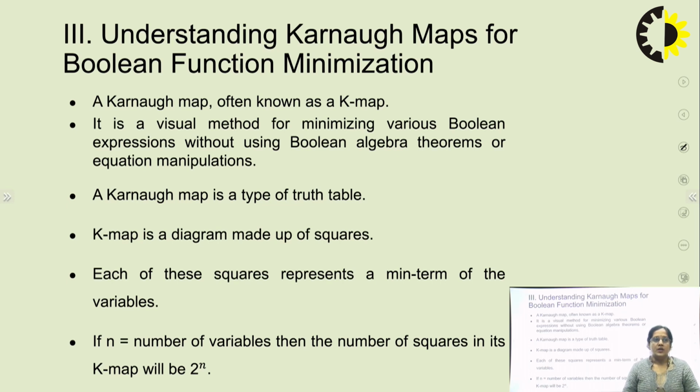K-map is a type of truth table, and it is a diagram made up of squares, or we can call them cells. Each of these squares represents a min term or max term. So if there are n variables, then in a K-map we have 2 raised to power n squares. Suppose we have 2 variables, then we have 4 cells or 4 squares in a K-map.